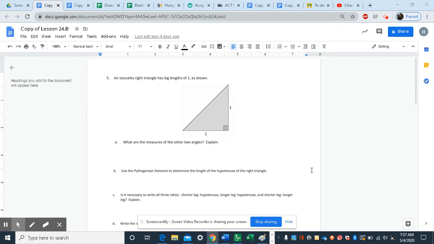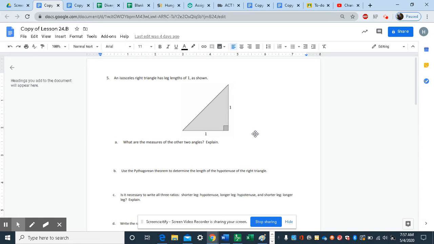type of triangle. As we see in this picture, we have an isosceles triangle that has lengths of its legs of 1 unit and 1 unit. Reminder that the hypotenuse is the diagonal and the two legs are the two that are touching the right angle. So we're going to figure out the measure of the other two angles, because we know one of the angles is a right angle. And if it's a right angle, that means we know it's 90 degrees.